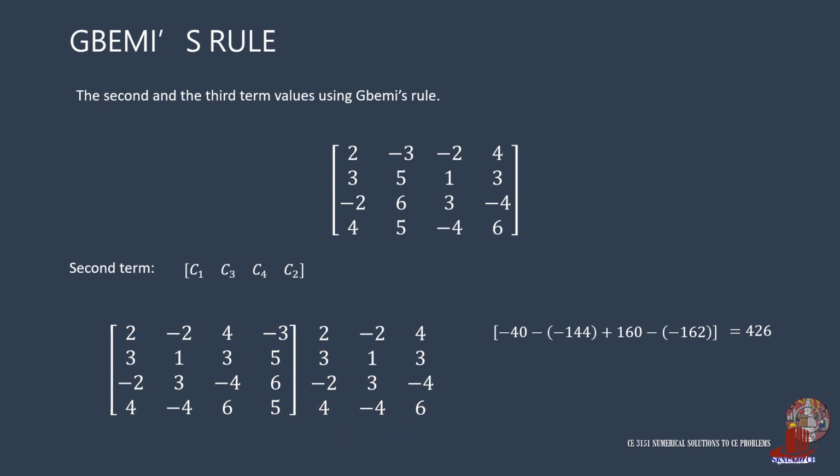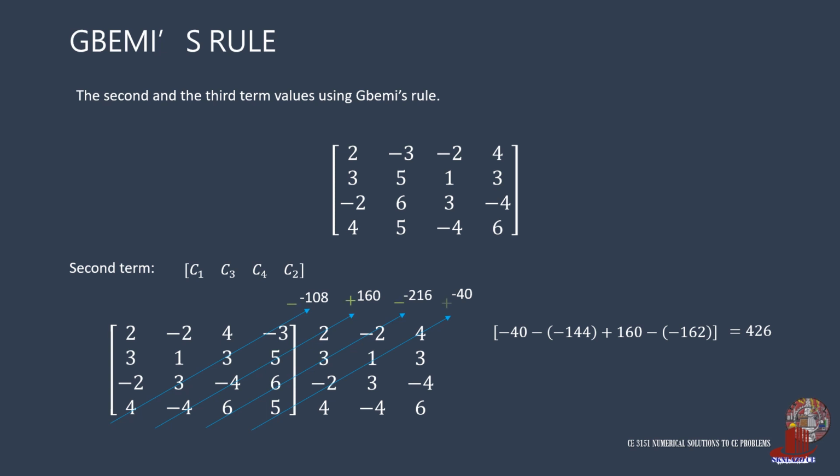Now solve for the negatives. The first of which is 4 times 3 times 3 times negative 3, giving negative 108. The second has negative 4 times negative 4 times 5 times 2, which results to 160. The third negative is 6 times 6 times 3 times negative 2, which is negative 216. The fourth anti-diagonal has 5 times negative 2 times 1 times 4, giving negative 40.